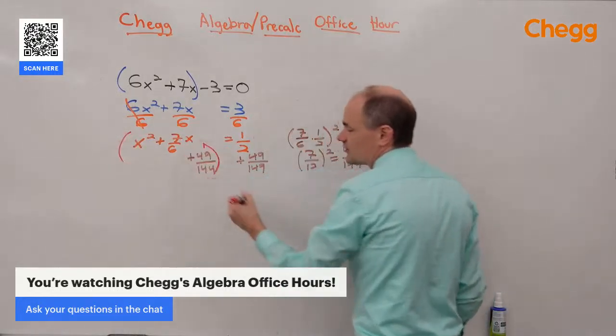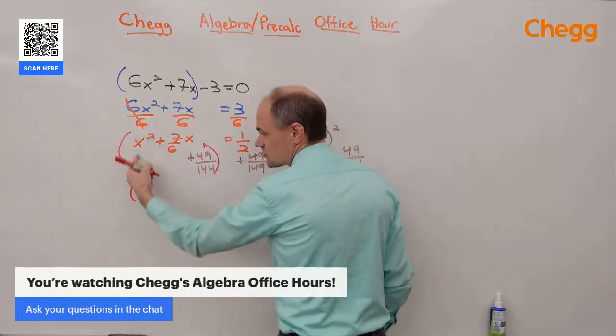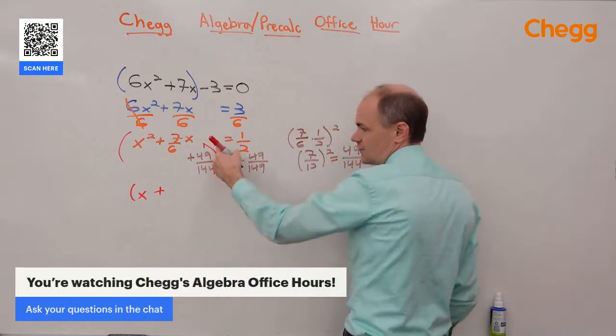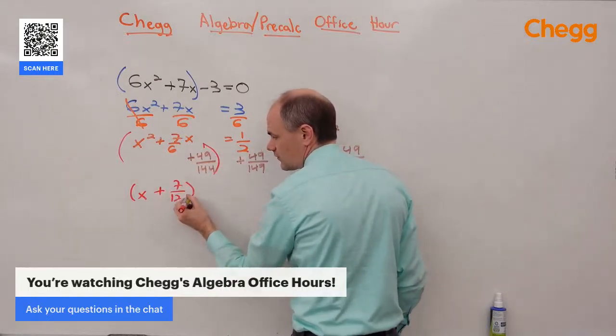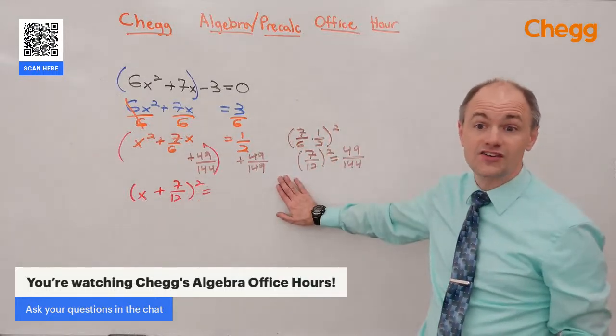All right, we're going to factor then this left side. This left side we purposely designed so that we could take the square root of the first term, the sign from the middle, and the square root of the last term. So we get x plus 7/12 squared is equal to fractions.